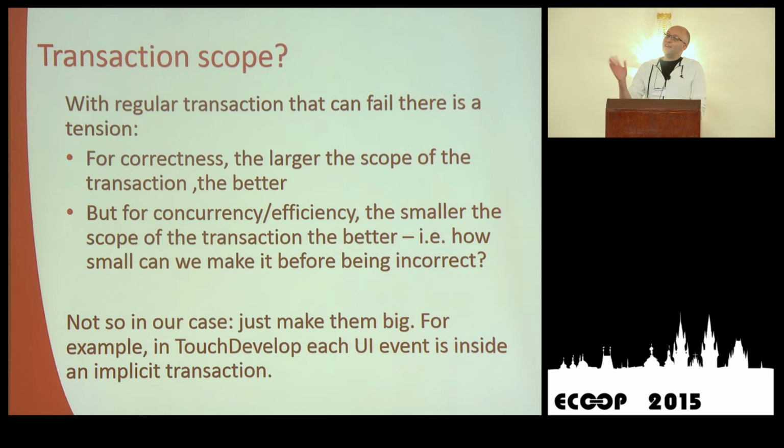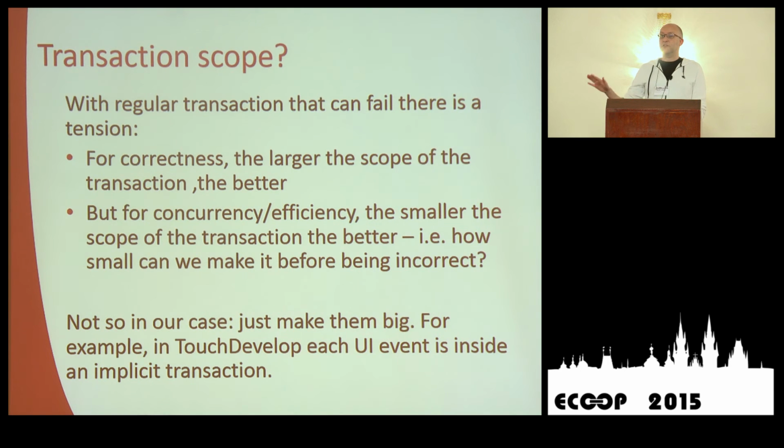So the nice thing is that we now get away from regular transaction boundaries, which have always had this tension between them, right? You want them to be as big as possible because that's certainly correct, but you also want them to be as small as possible because that allows for more concurrency and efficiency. So how small can you make it before you're incorrect is always the problem. Not in our case, because they cannot fail and they have no other implications, we just make them usually really big.